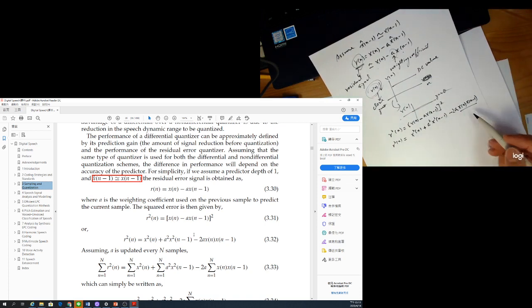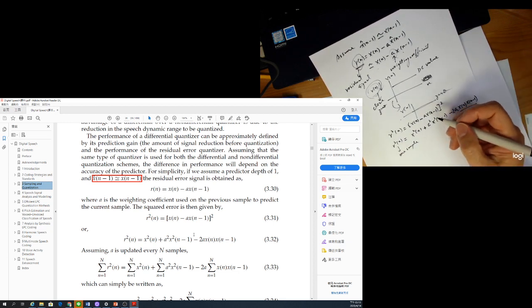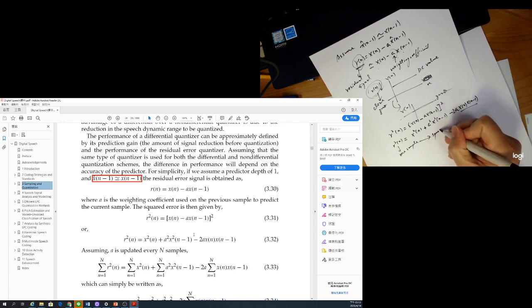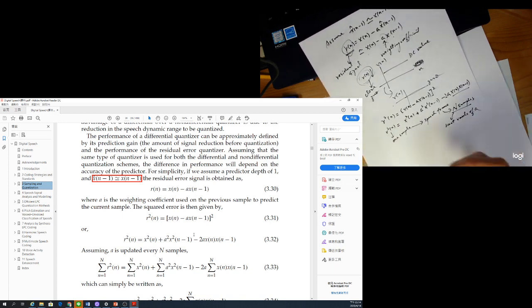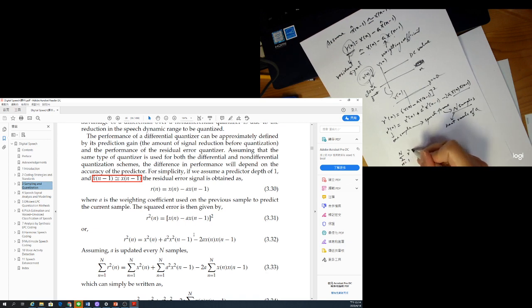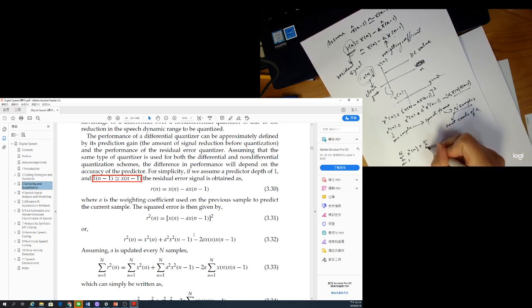This is just one sample. Then we consider one speech frame including n samples, and according to the n samples we try to find the best value of A. So we can do a summation here, n equals 1 to n. The total distortion will be the summation of them all together. You can do it like this.